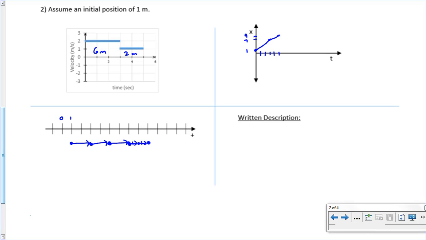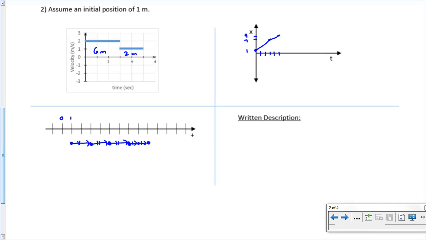Give these a single tick mark here. Give these double tick marks. All right, and that is that. So it's going fast at first, and then it goes a little bit slower, but it stays going in the positive direction. Writing down the description of motion for this one, again, I'll just say it out loud, and then I'll put it on screen, and you can copy it down.